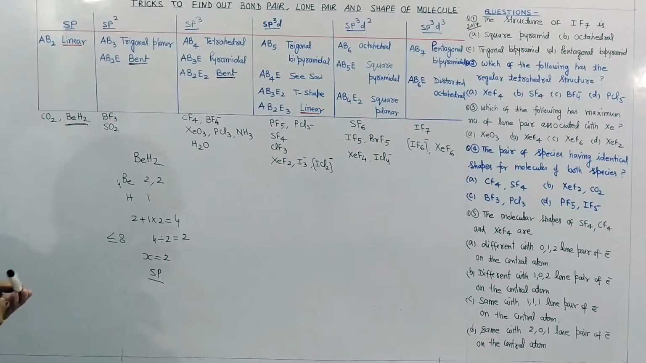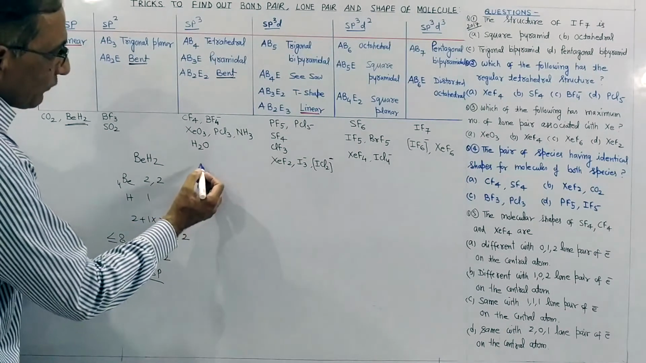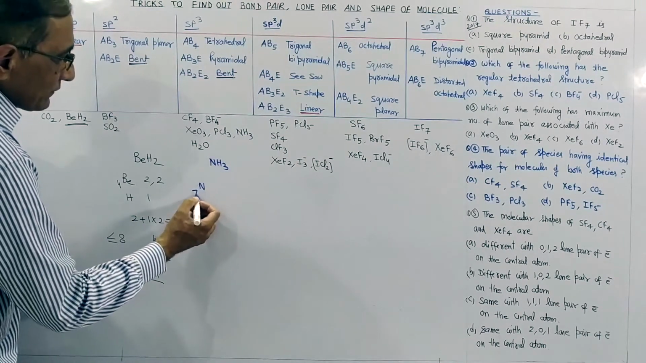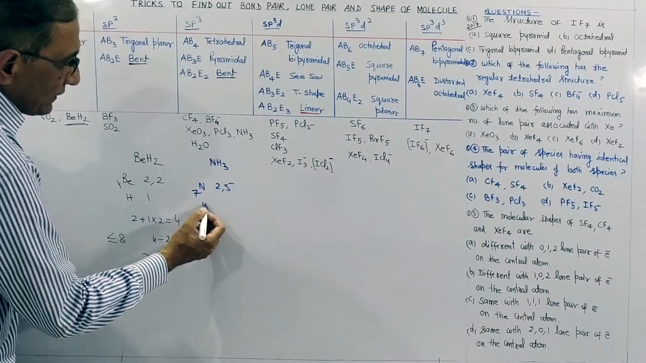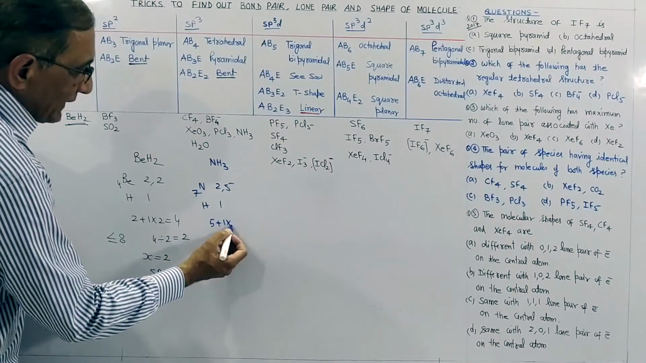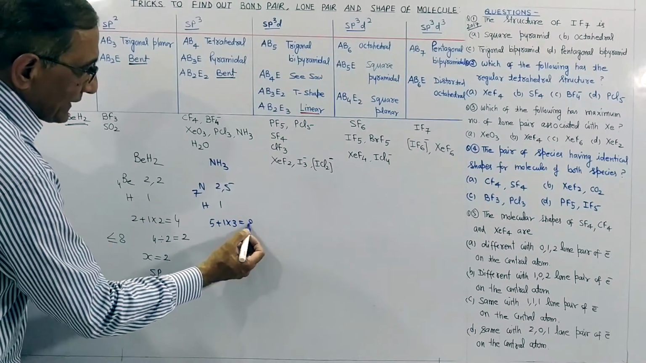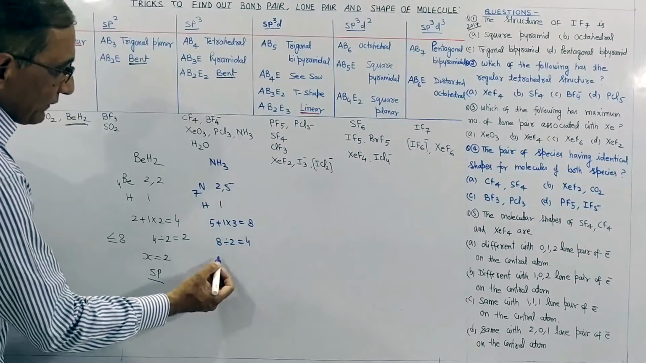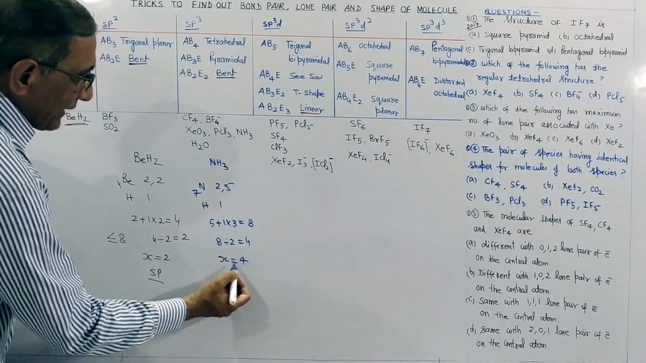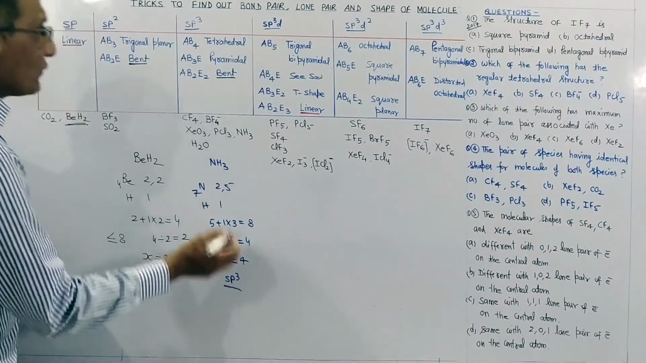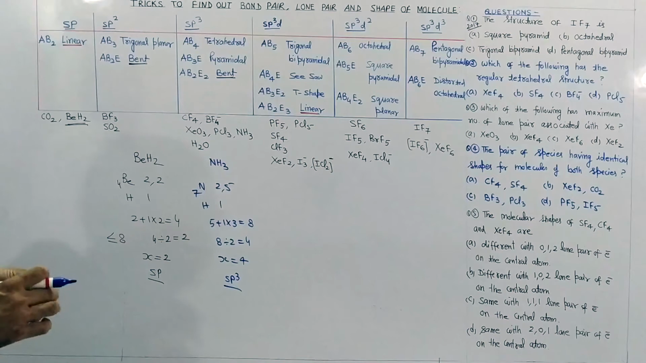Similarly, we can take any example just to verify it. If you take the ammonia molecule, NH3, nitrogen has 5 valence electrons, hydrogen again 1. Then the sum of valence electrons will be 5 plus 1 into 3, that is 8. 8 divided by 2 will be 4. It means the X value is 4. X value 4 means hybridization will be sp3. So here it is sp3 hybridization.